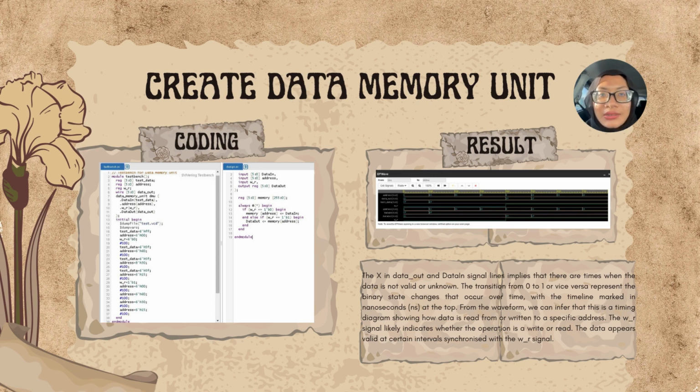So now I will explain about the create data memory unit. The coding that we use is stated in the slide. And from the result that we get, we can conclude that the X in data out and data in signal lines implies that there are times when the data is not valid or unknown.